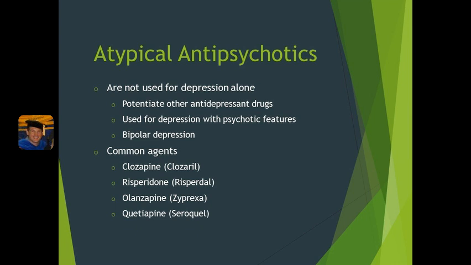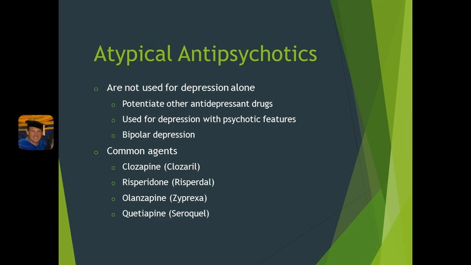We'll talk about psychosis in a few minutes, but it means loss of touch with reality, which is going to be either delusions or hallucinations. And then we also use them for bipolar depression. One of the common adverse effects for patients who have bipolar depression when they're on regular antidepressants is that it cycles them into mania. So the atypical antipsychotics can help prevent that cycling into mania.